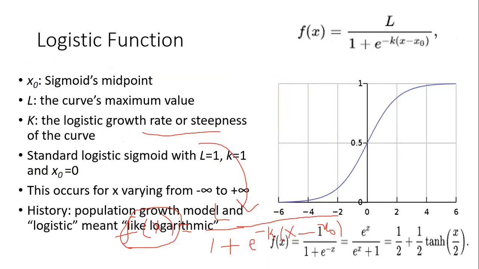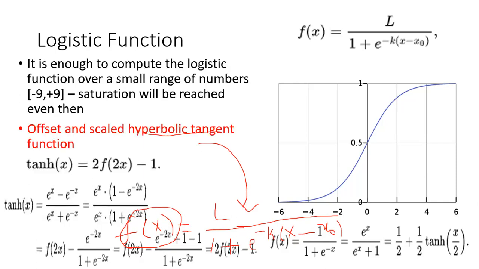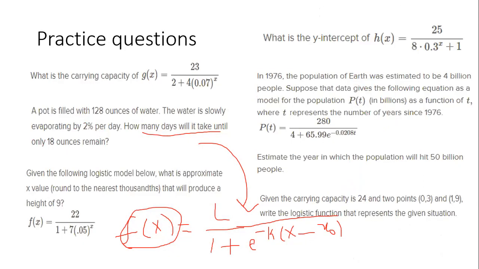X naught is the sigmoid's midpoint. So what will be the midpoint here? 64. 128 is the maximum, right? The midpoint is 64. So 128 over 1 plus e to the power 0.02 times 18 minus 64. That's going to be the answer.